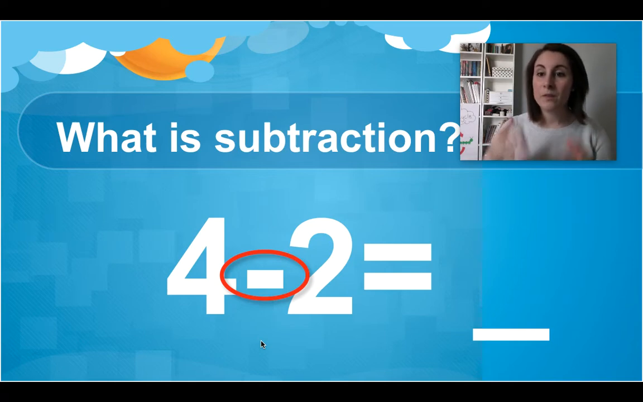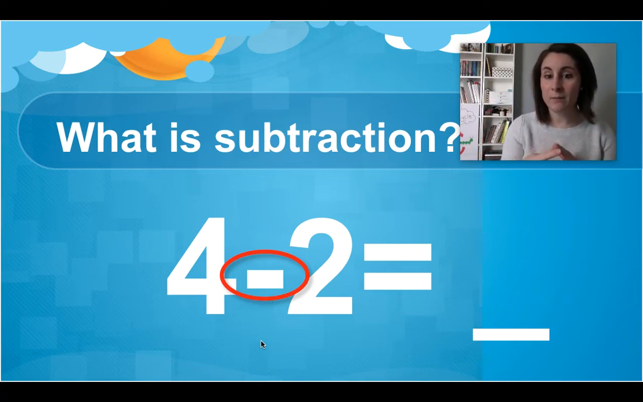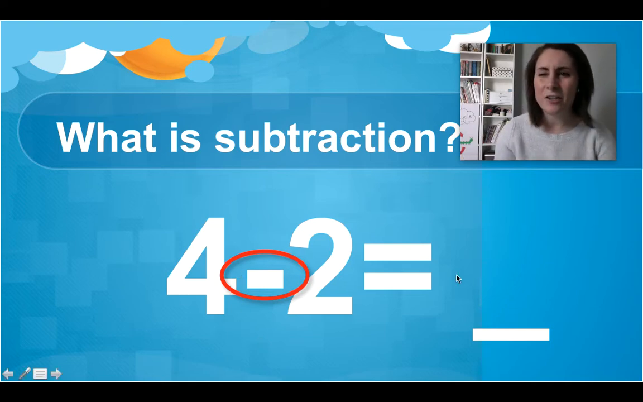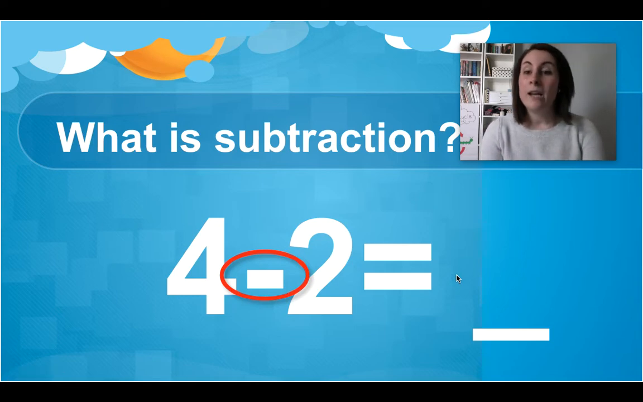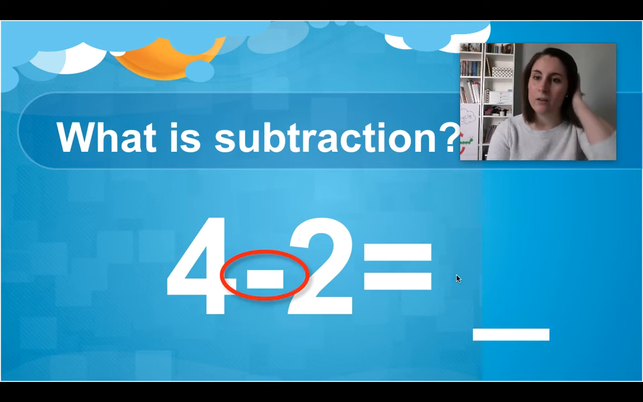For example, the sign that we use, or the symbol, is called the minus sign. And we already talked about that. It's kind of circled in red. So you guys already know that. That should be review for you. When it comes to some terms we might use, that's when it can get a little tricky.